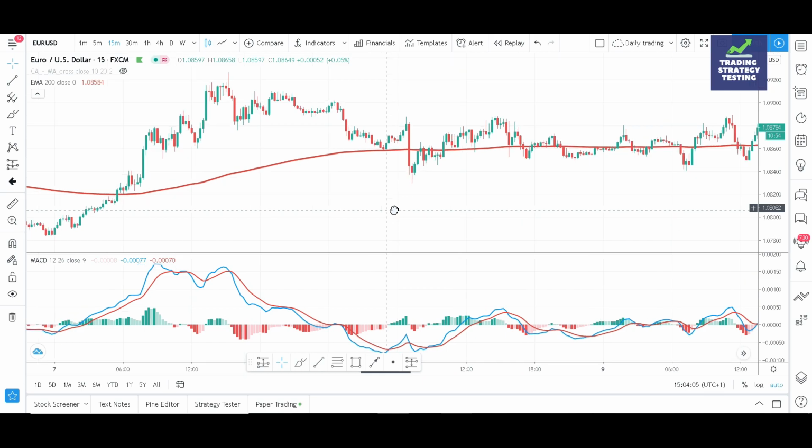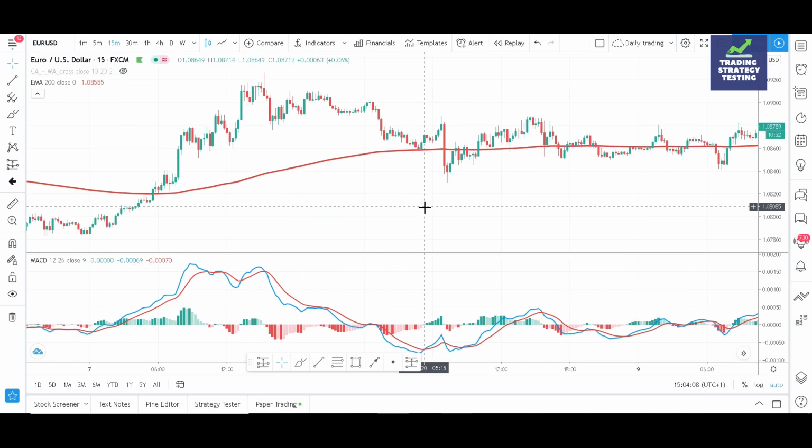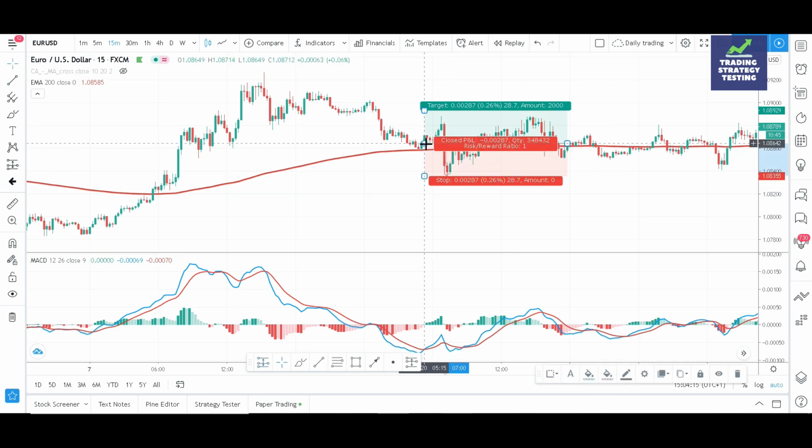Let's start backtesting the strategy. We will choose to trade 2 mini lots for the sake of simplifying our test. The results will be announced at the end of the video, so stay tuned. We will speed up the video. Feel free to reduce the speed if you wish to follow each single trade.